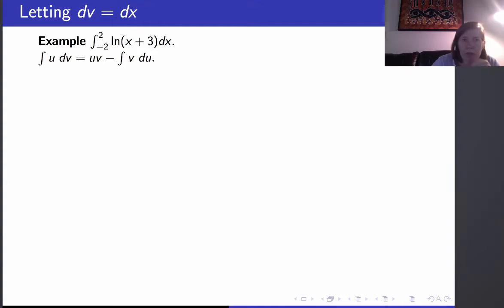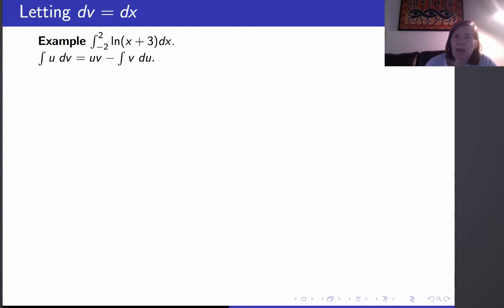Here we're going to introduce our first trick, namely letting dv equals dx, or dv equals 1 times dx. It's not really a trick, but it's something I like to point out. For example, suppose I want to integrate the natural log of x plus 3 from minus 2 to 2.